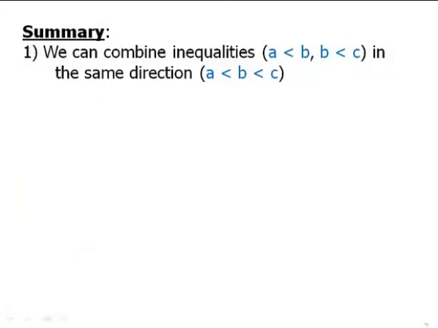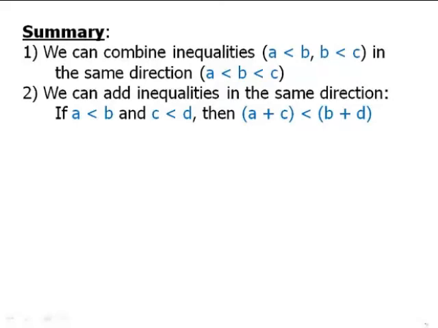In summary, we can combine inequalities if the common term is less than one and greater than the other. We can combine everything in the same direction. So A is less than B, B is less than C. We can combine that into A is less than B is less than C, which tells us directly that A is less than C.